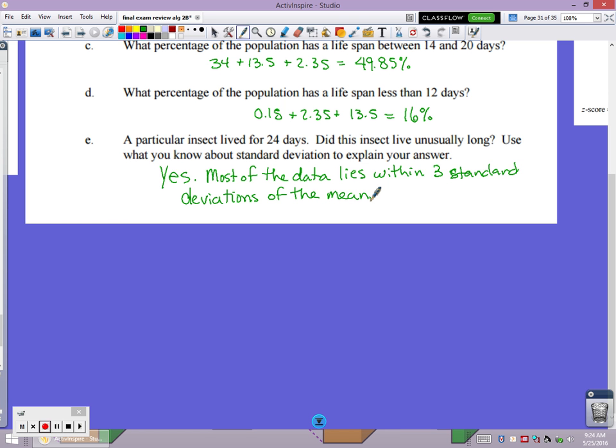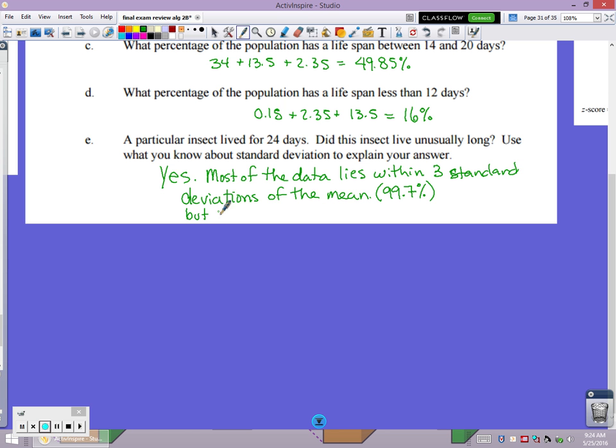I said most, but you guys actually know a percent. What percent of data lies within 3 standard deviations? To be exact, 99.7. Now I say to be exact. Haha, that's kind of funny because all of this is really an approximation. We're approximating, so I can't be exact. But approximately 99.7% of the data lies within 3 standard deviations of the mean.